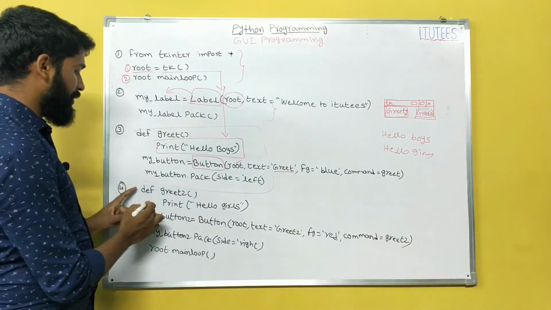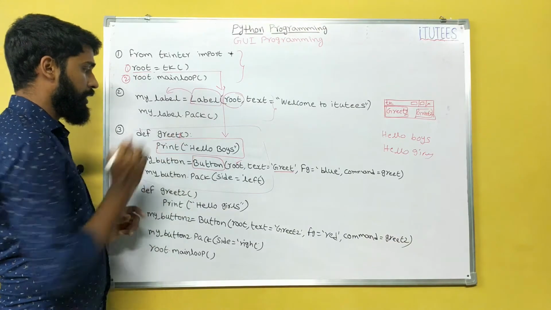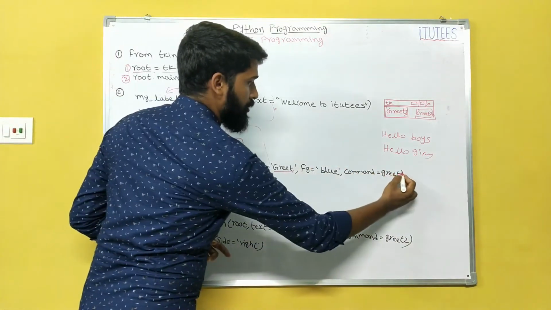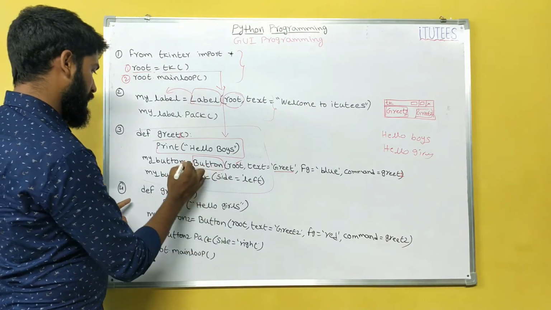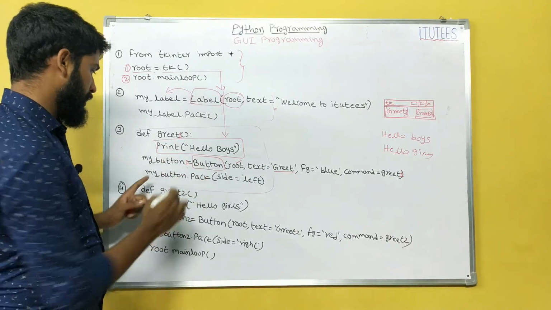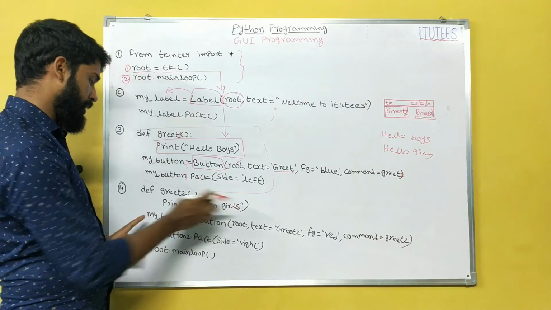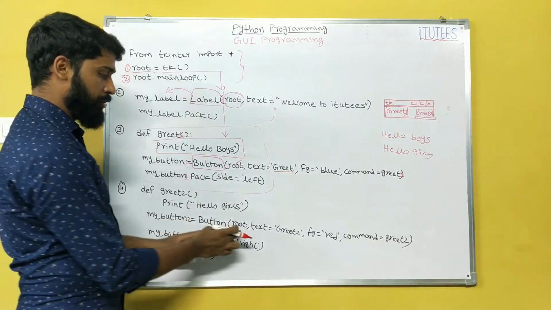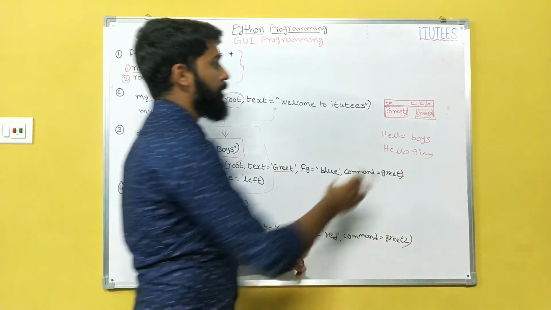For that I am defining another function, def greet 2. For example, this is the greet 1, so command equals to greet 1. I am taking this as button 1, so button 1 dot pack. Greet 2 means hello girls. So my button 2 equals to, I add to root, text equals to greet 2, foreground equals to red.